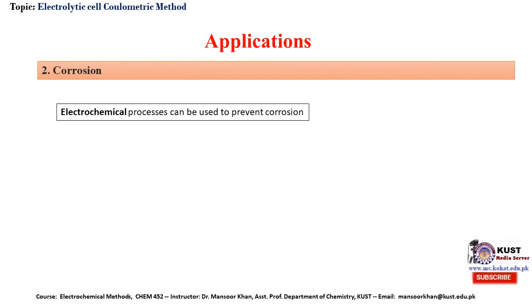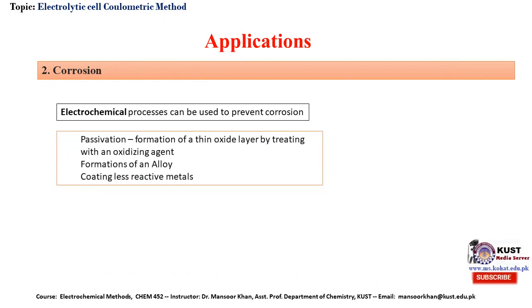Electrochemical processes can be used to prevent corrosion by passivation, formation of a thin oxide layer by treating with an oxidizing agent, formation of an alloy, and coating with less reactive metals.